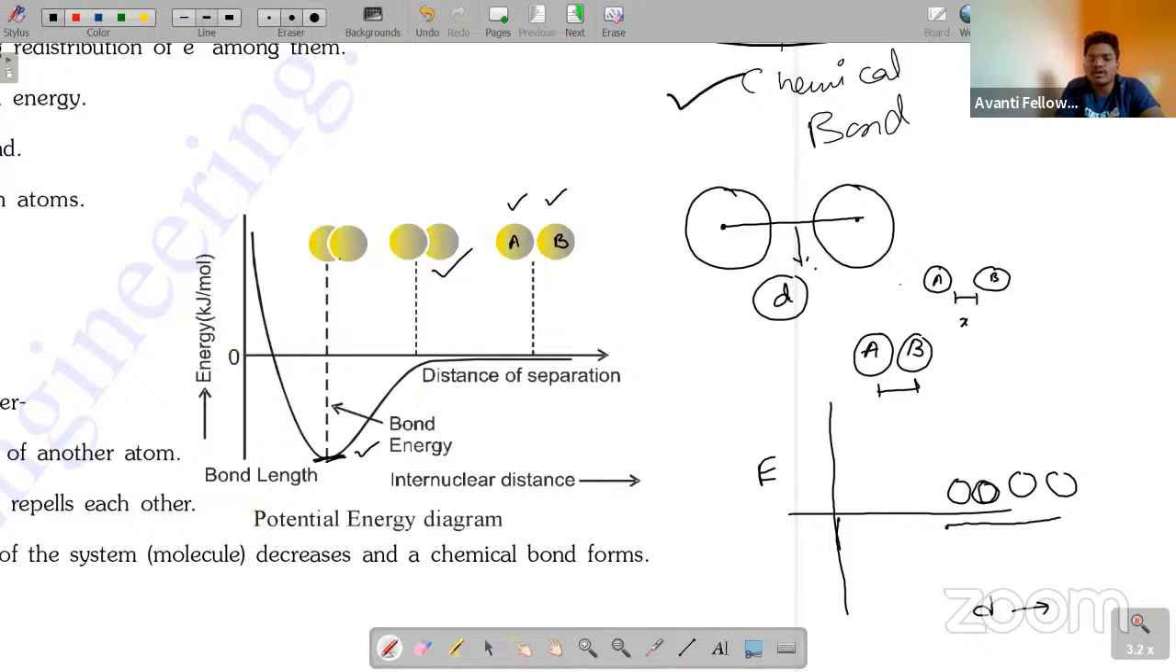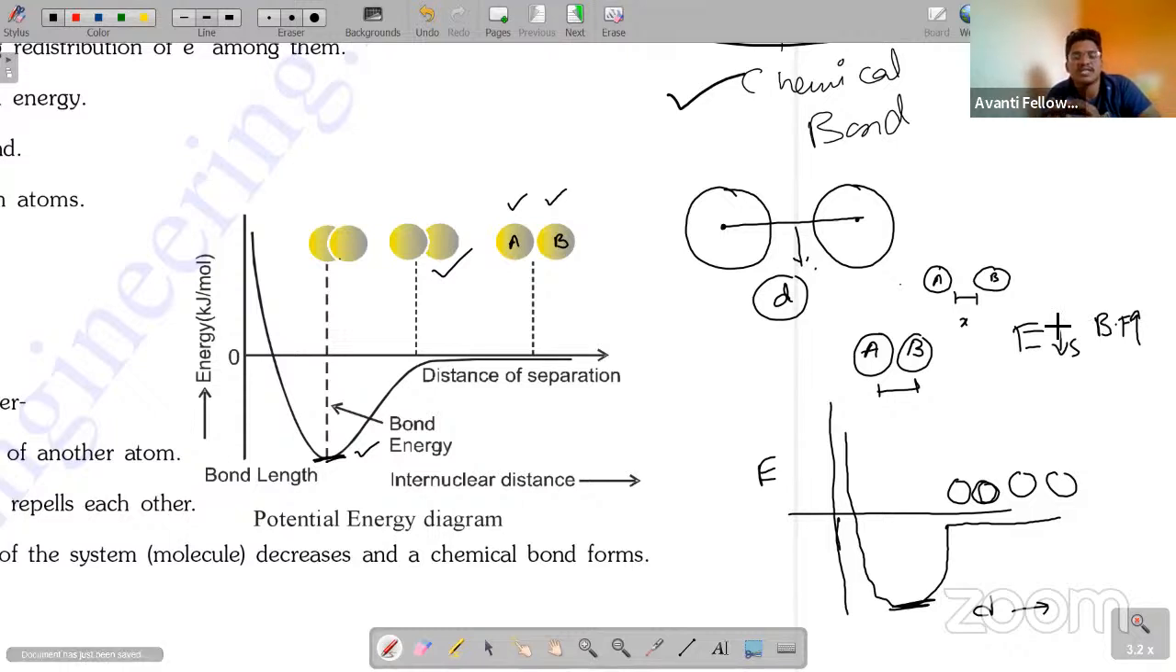When bond formation takes place, there is a decrease in energy. Why is the energy decreasing? Because bond formation is taking place. We know whenever a bond forms, stability is attained, and because of the stability there is a decrease in energy. At this moment the atoms are very near to each other. The distance between them is minimum, and this distance is called bond length.